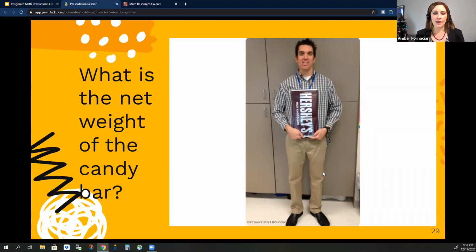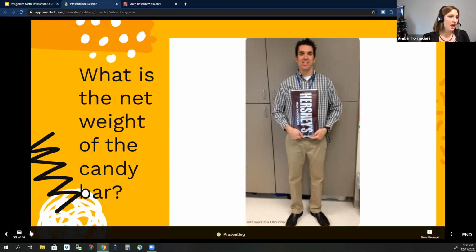We all estimate. How do I know something is about a foot? Because I know what about a foot looks like. So we need to give our students references and contextualize measurement for them so that they can be better judges of when they're converting measurements, when they are using them in geometry problems, and when they're using them in life. How big is this candy bar?